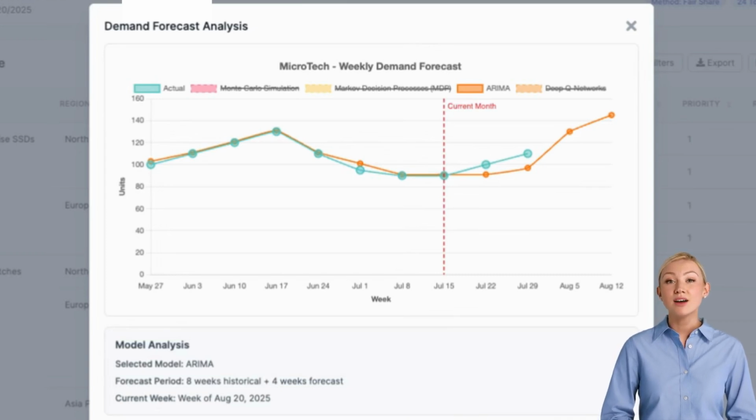The selected ARIMA model, using 8 weeks of historical data plus 4 weeks of forward prediction, indicates a strong upward trajectory from the current week of August 4th. This explains why our reallocation algorithm increased Microtech's allocation from 400 to 600 units. The AI recognized their consumption was about to accelerate significantly. Having multiple forecasting models provides confidence in our predictions and ensures allocation decisions are based on robust statistical analysis rather than simple historical averages. This is how the Allocation Maximizer anticipates demand changes before they happen.